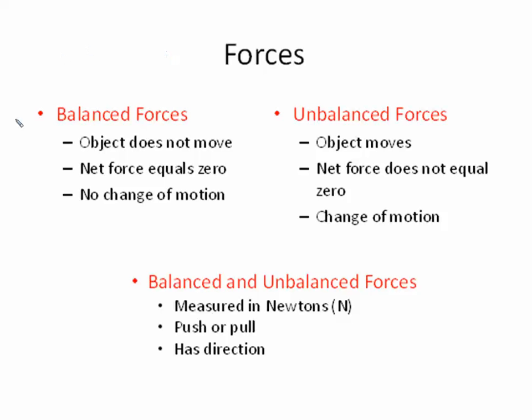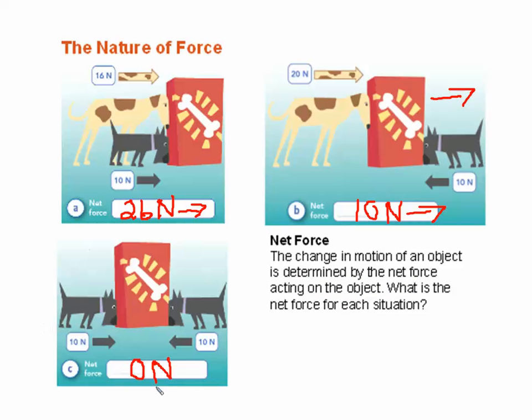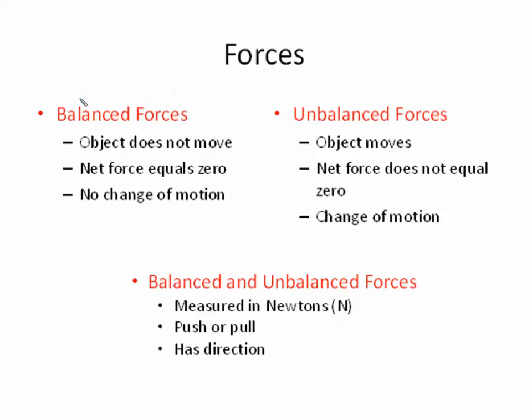So we've used some different words here to describe forces. A balanced force is when we have a net force of 0 and the object does not move. That would be just like this example. This is balanced, 10 going this direction, 10 going the opposite direction, so it's balanced. And this box of dog treats would not move. So we call that a balanced force. No change of motion, the object does not move.